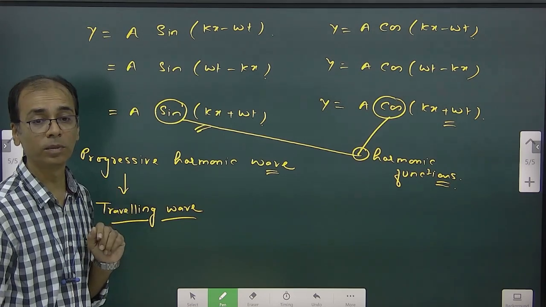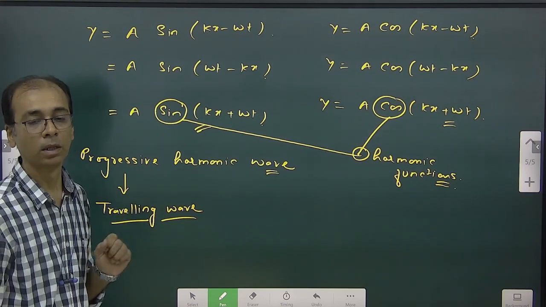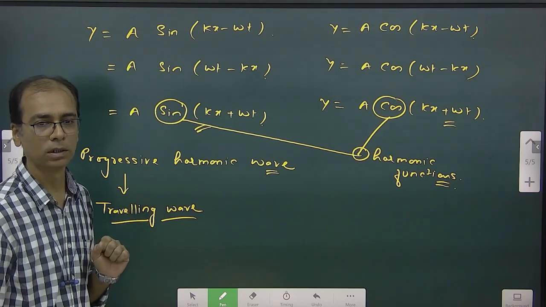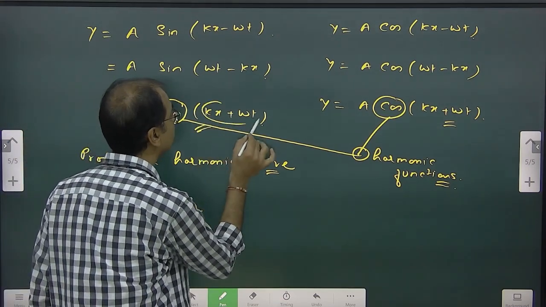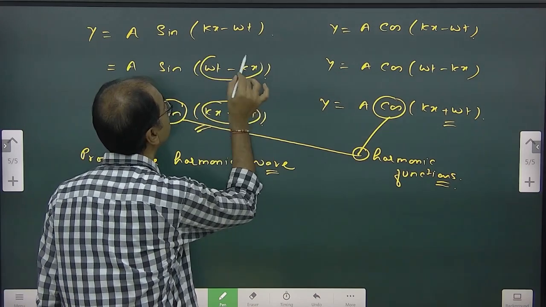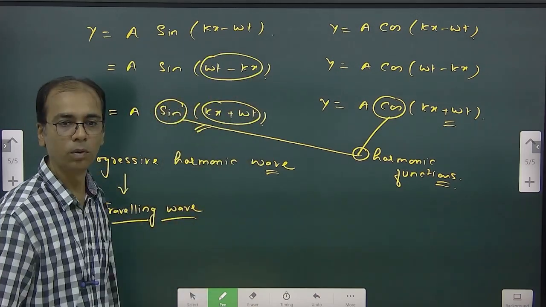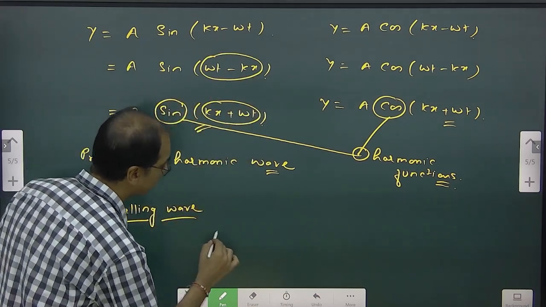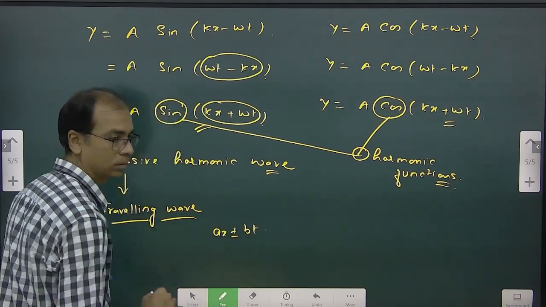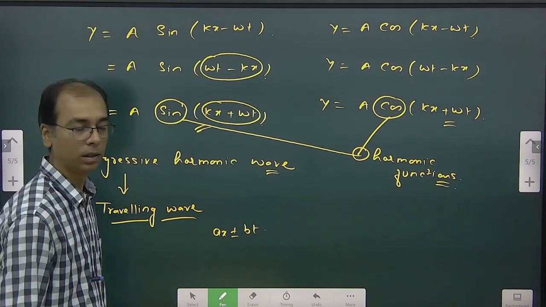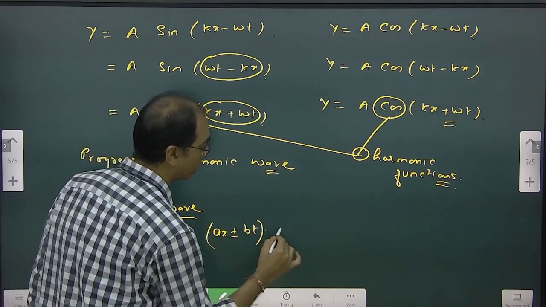A progressive wave means it has a velocity. So whenever we talk about velocity, how will the wave function be? The wave function will be in this form: ax plus minus bt, that is kx plus minus omega t. Okay, this is a must for any traveling wave.